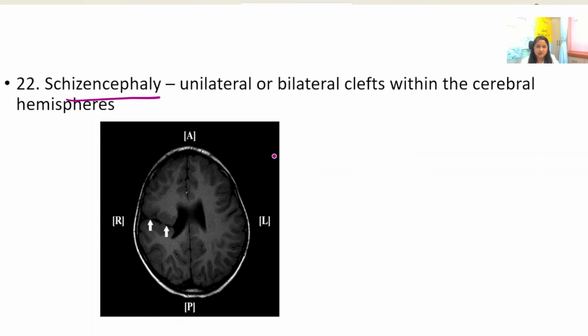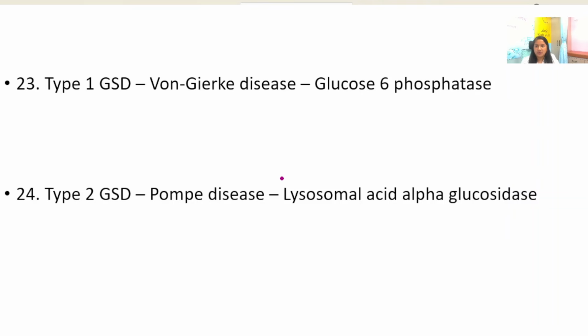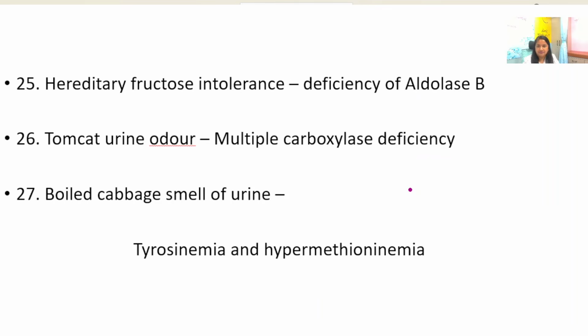Schizencephaly is basically unilateral or bilateral clefts within the cerebral hemisphere, like you can see over here. Type 1 glycogen storage disorder, the deficiency is glucose 6 phosphatase deficiency, and type 2 Pompe disease, the deficiency is lysosomal acid alpha glucosidase deficiency.